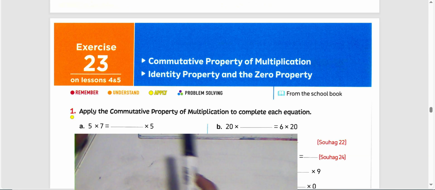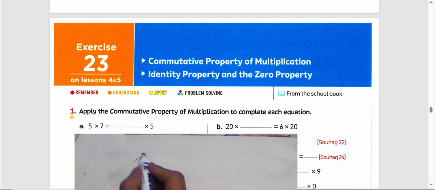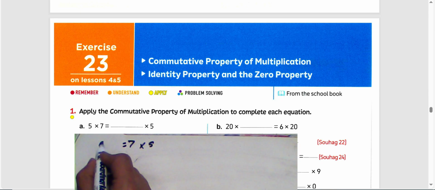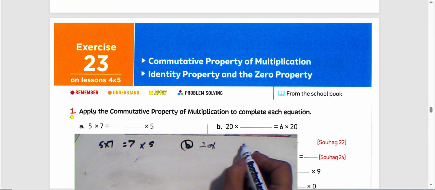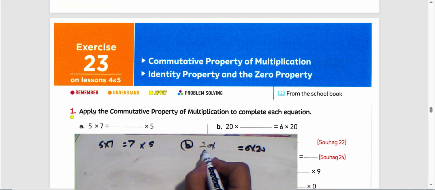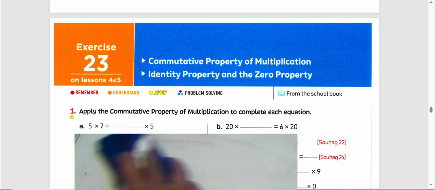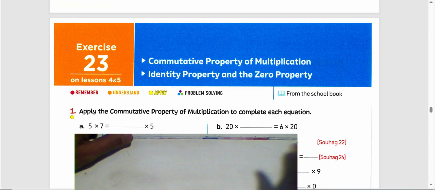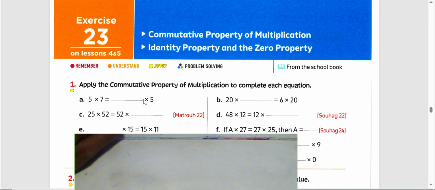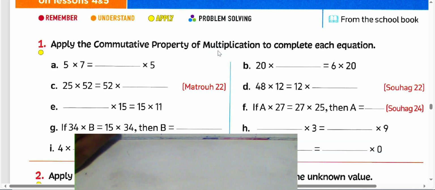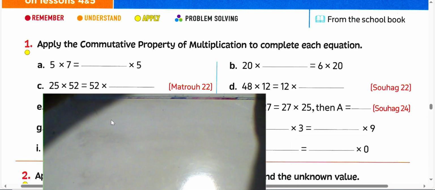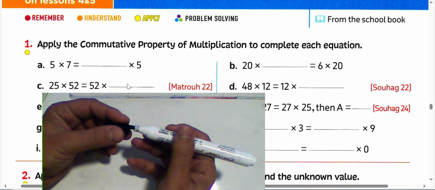Complete here. 5 times 7 equals 7 times 5. We must write 7 in the space. Okay, 7 times 5 equals 5 times 7. We use here the commutative property. And letter B, 20 times what equals 6 times 20? 20 times 6 equals 6 times 20. Next question. 25 times 52 equals 52 times 25. Right here we used the commutative property.